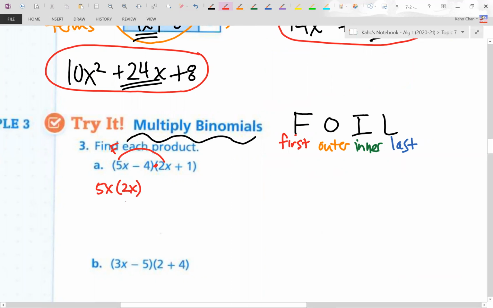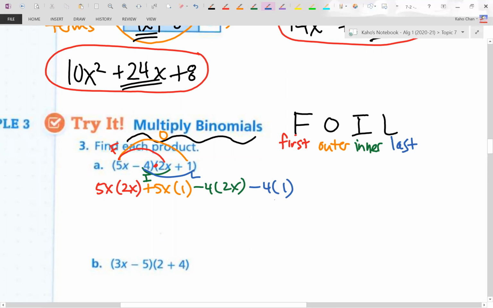O are the outer terms, plus 5x times 1. I stands for the inside terms. Those are the inner terms. Those are relative to each other. That's going to be minus 4 times 2x. Watch out for those negative signs. L stands for last terms. That's going to be minus 4 times 1.